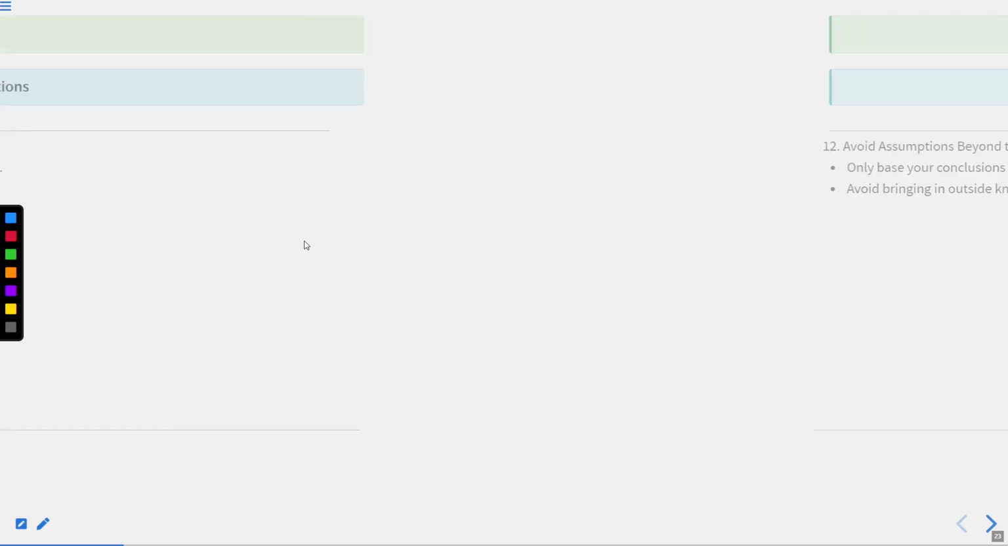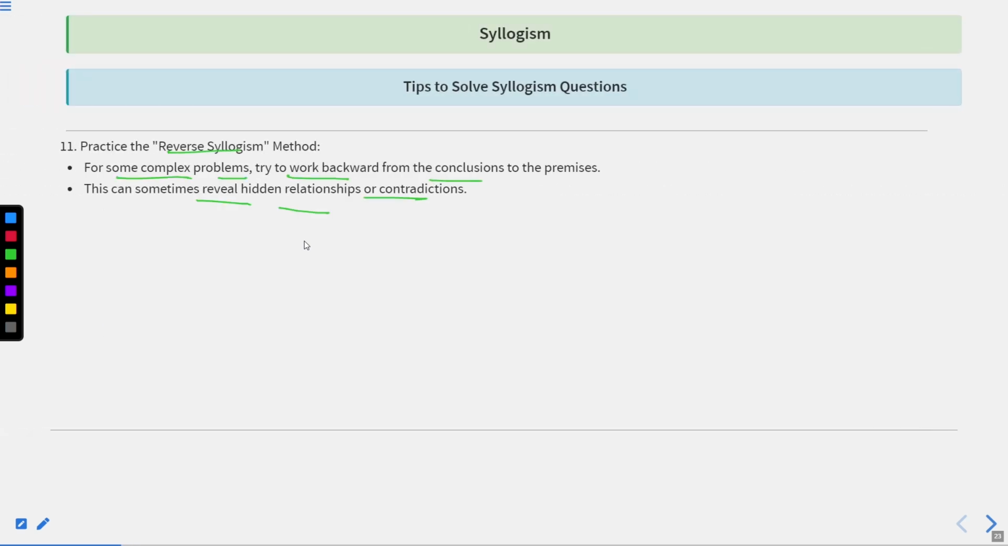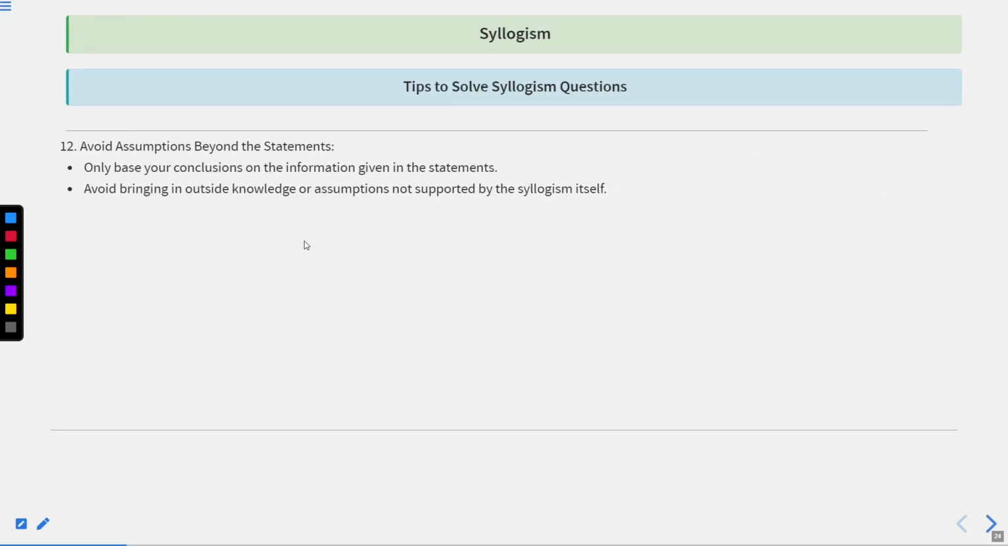The opposite is what we studied earlier when learning the meaning of syllogism: deductive reasoning. The opposite of deductive reasoning is inductive reasoning, where we come from a particular perspective to a general one. So that can also be done to reverse syllogism, and this can also help us in solving the question.